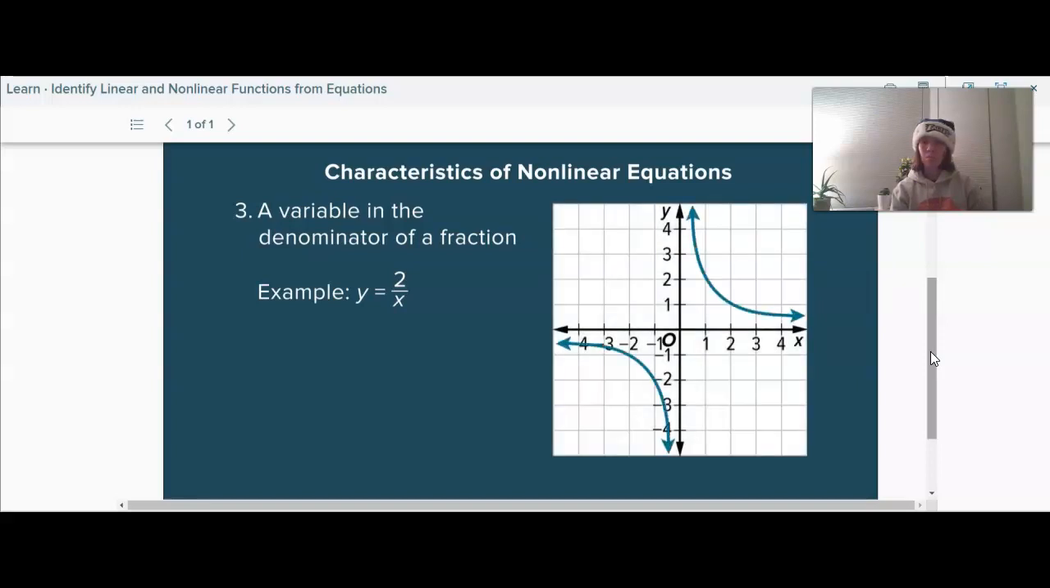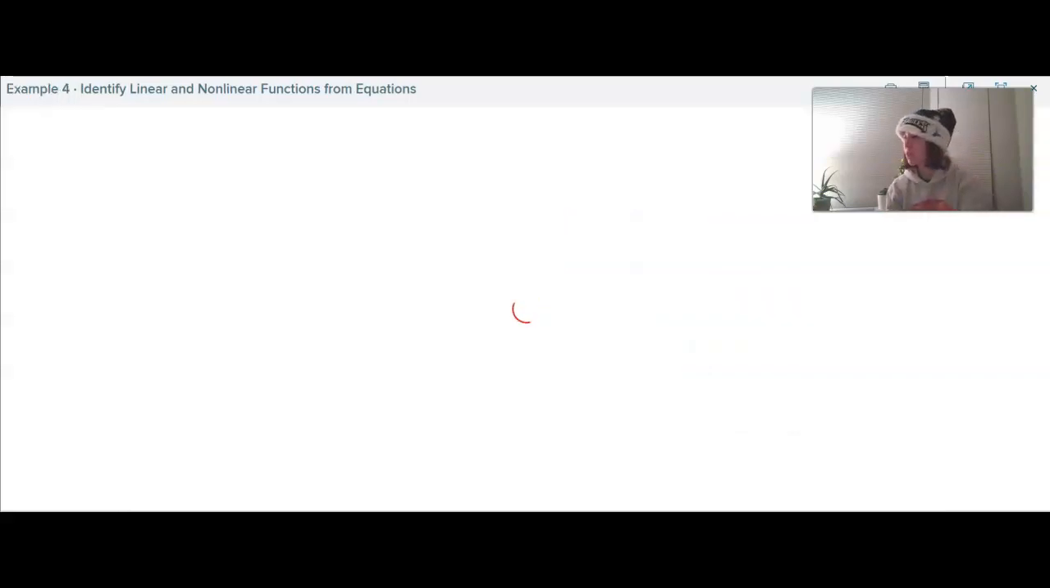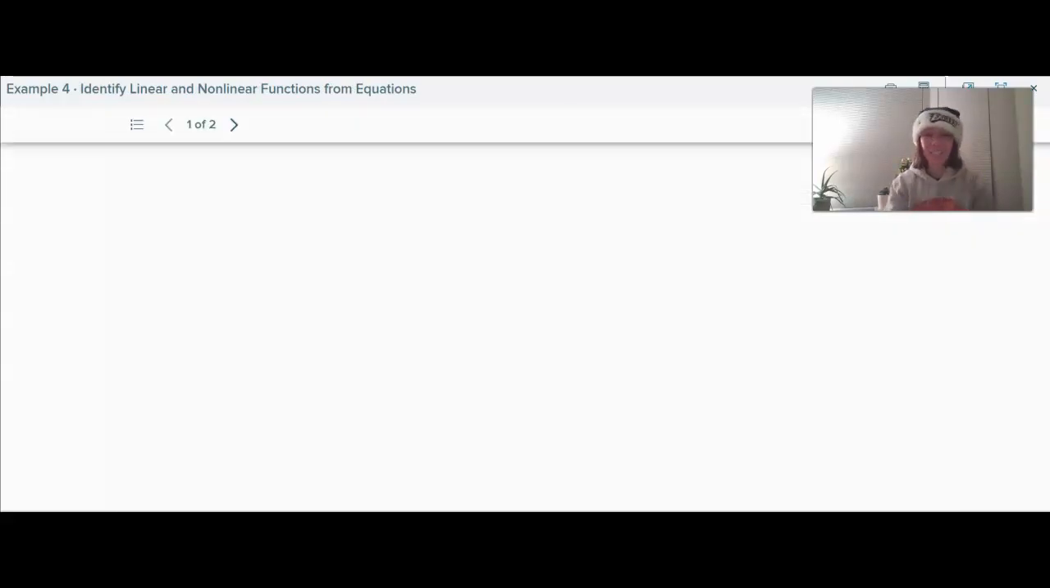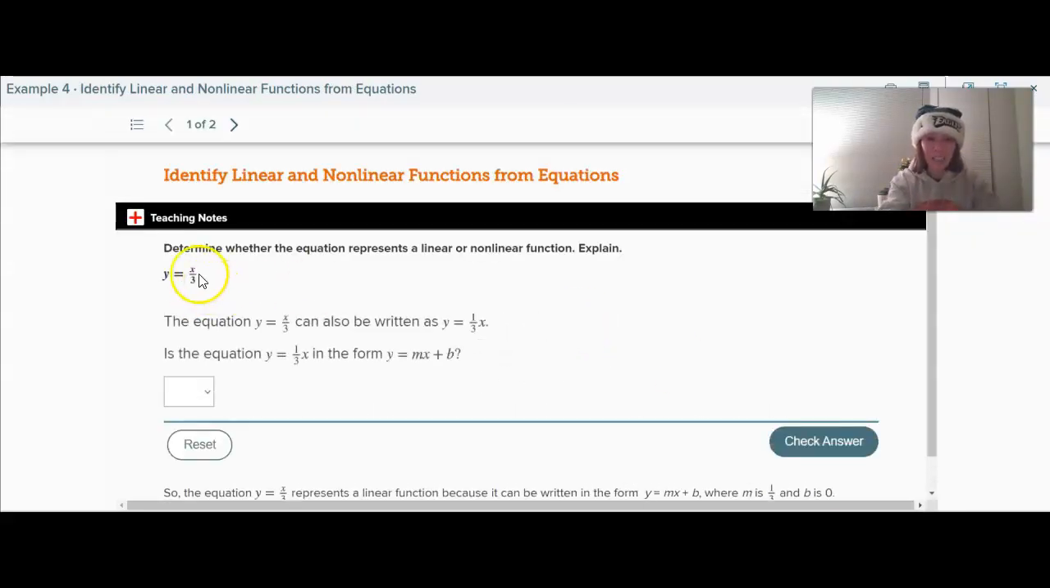You have now seen some of the characteristics that can be used to identify nonlinear equations. Now there are going to be linear equations where x could be in a fraction, but the difference here is that it cannot be in the denominator of a fraction. We're going to look at an example on page 299 where x actually is in a fraction, but it's not the denominator. So if you have this equation and we want to tell if it is linear or nonlinear without graphing, y equals x over 3.